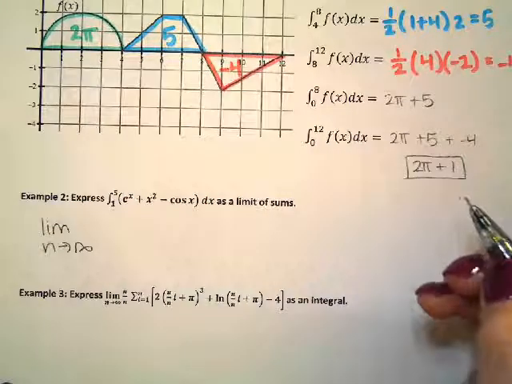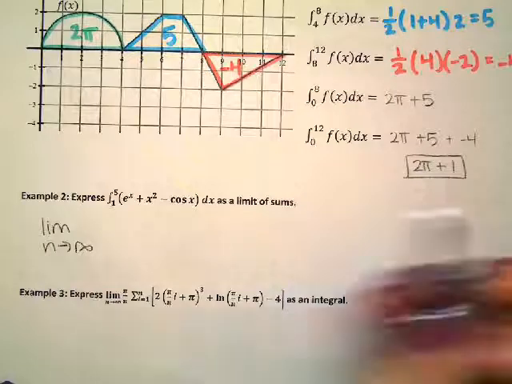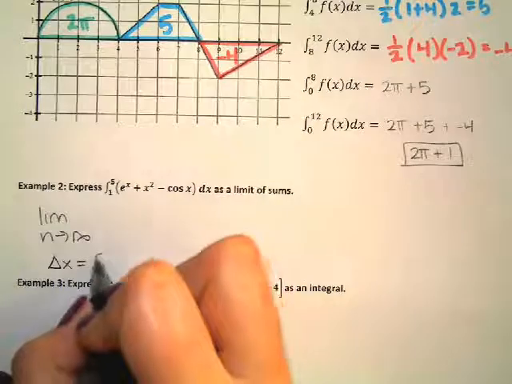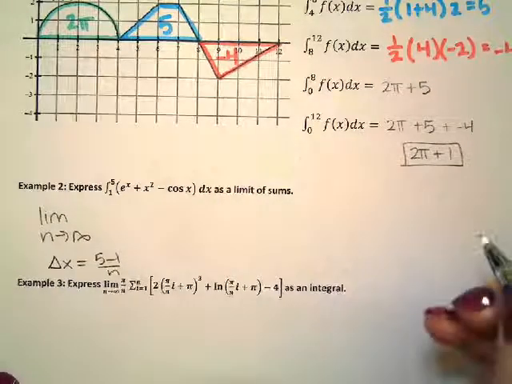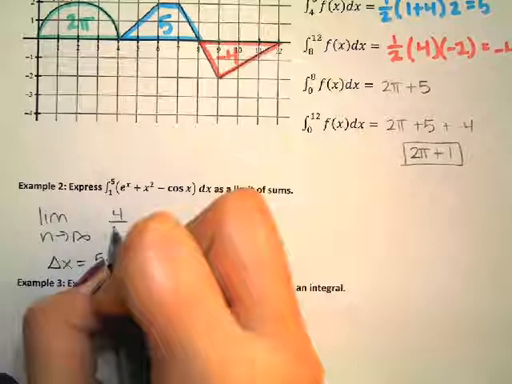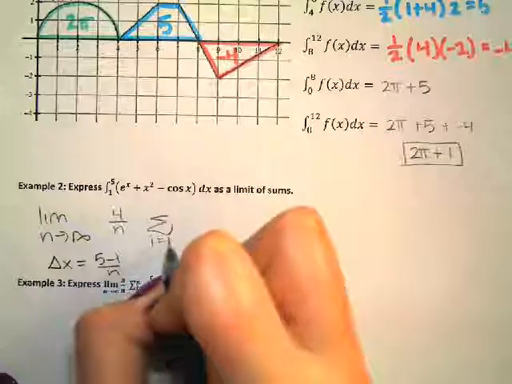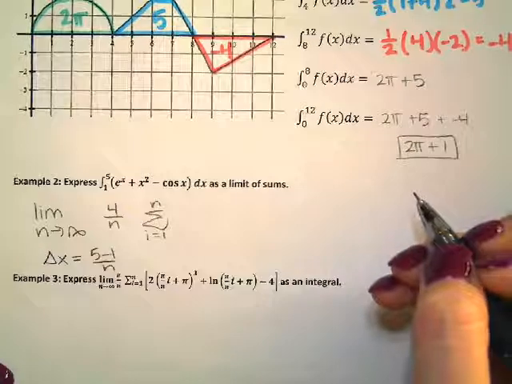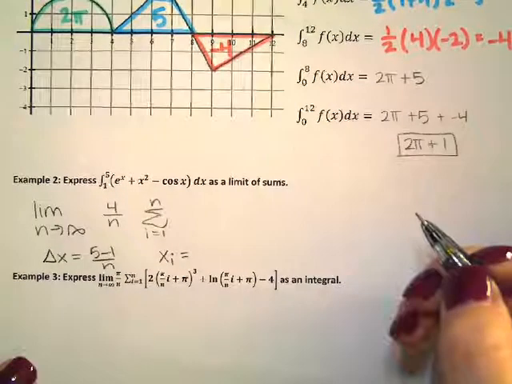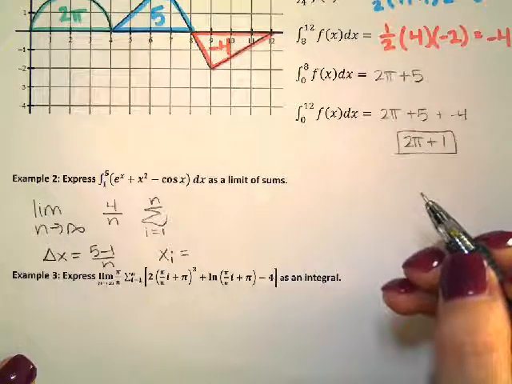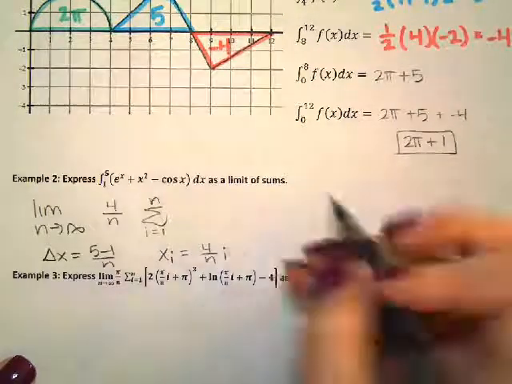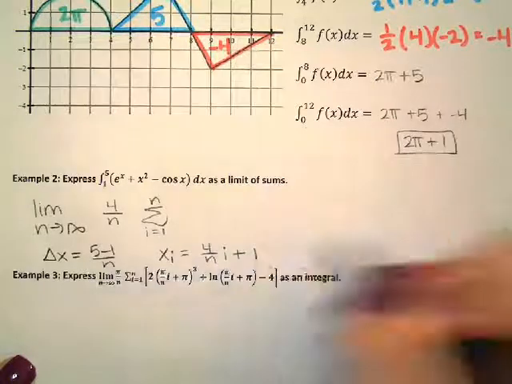And in the front, we need that delta x, right? And so for delta x, how do we calculate what that should be? 5 minus 1 over n. So we do the upper bound minus the lower bound divided by n. So that's going to be 4 over n. And then we have our summation, i equals 1 to n. Okay, and then we need our x sub i, which is 4 over n times i plus 1.